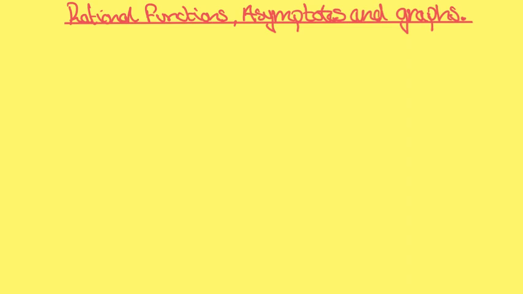In this video, we're going to look at rational functions, their asymptotes, and the drawing of their graphs. A rational function is a function that contains a fractional part. In this example, the fractional part is 9 divided by x plus 2.